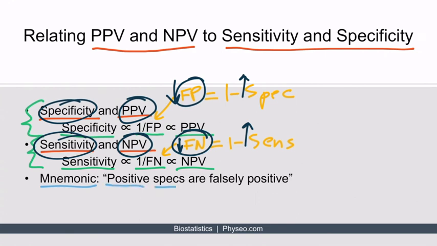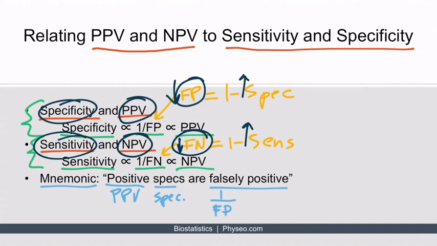Positive specs are falsely positive. Again, positive specs are falsely positive. Now, don't take this sentence literally. Just use it to help you remember that positive predictive value is proportional to the specificity, which are related to the false positive rate, which of course we recognize is an inverse relationship.